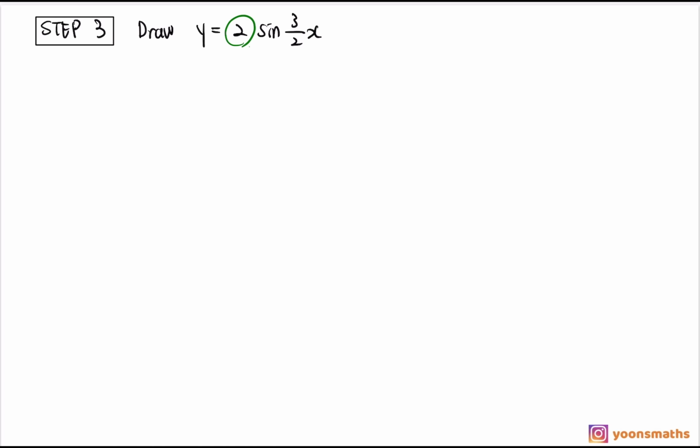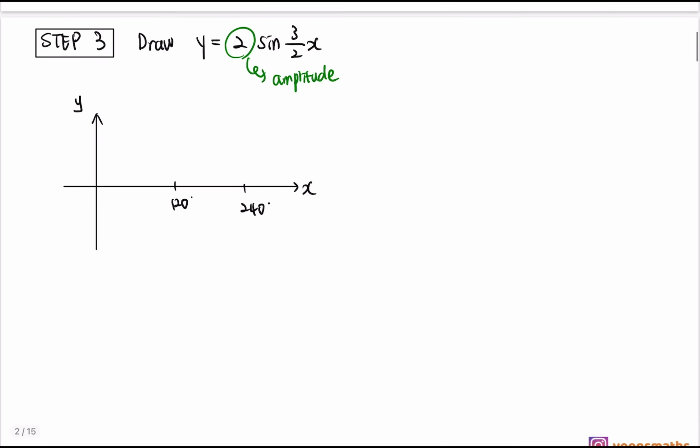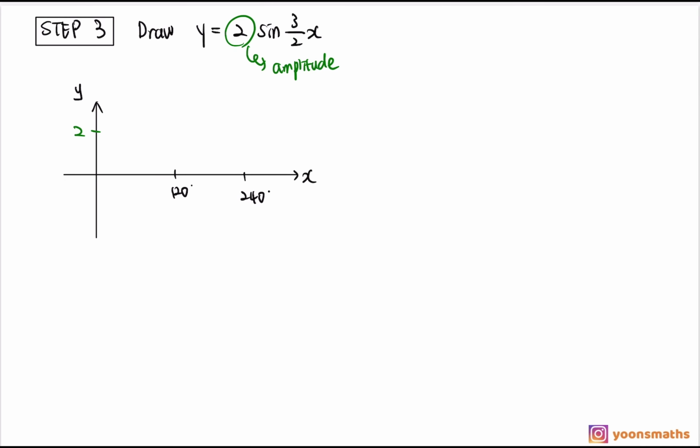Since this number 2 means the amplitude of the sine graph, we can simply change the amplitude to 2. Let me sketch the function for step 3, the y and x-axis, and 120 and 240 for the degrees, and the amplitude of 2 and minus 2. So the shape looks the same. This one is the y equals 2 sine 3 over 2 x graph.